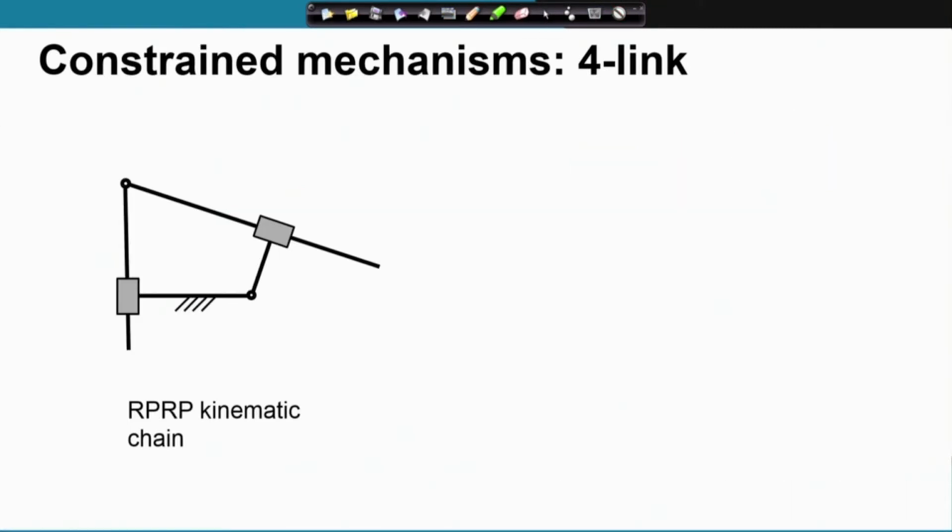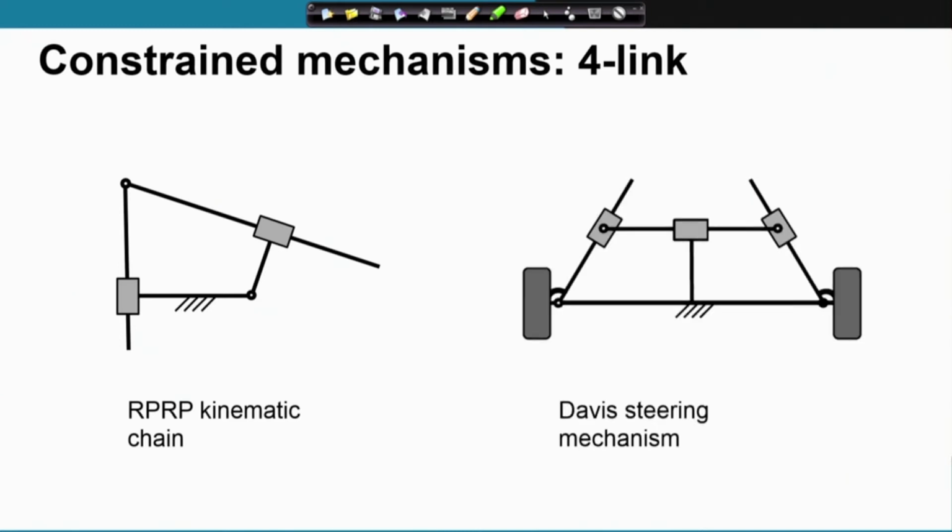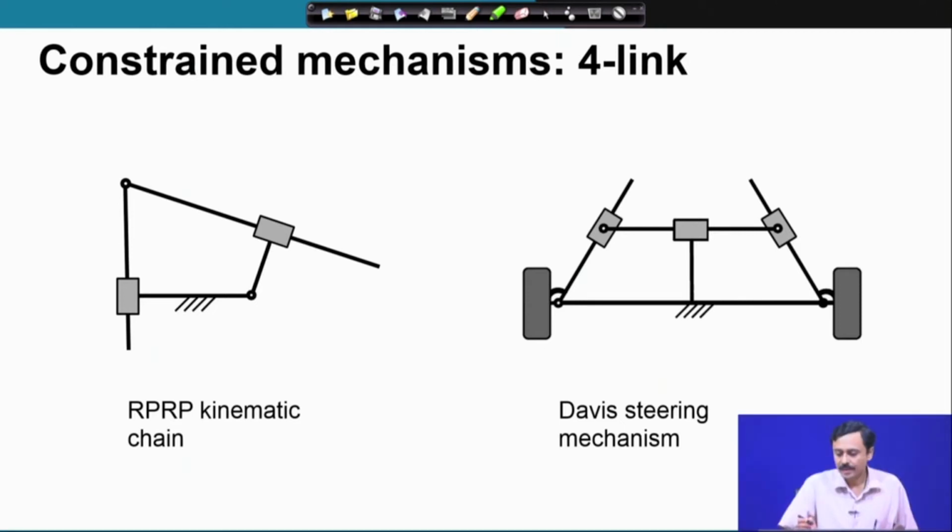Then RPRP kinematic chain. This is the Davis steering mechanism which uses the RPRP kinematic chain, but there are two copies of this kinematic chain. Let us mark them out. So, this is R, here you have a P, this is the next R, and this is the P, and then there is another set of RPRP for the other wheel. So, this is the Davis steering mechanism which uses the RPRP kinematic chain.